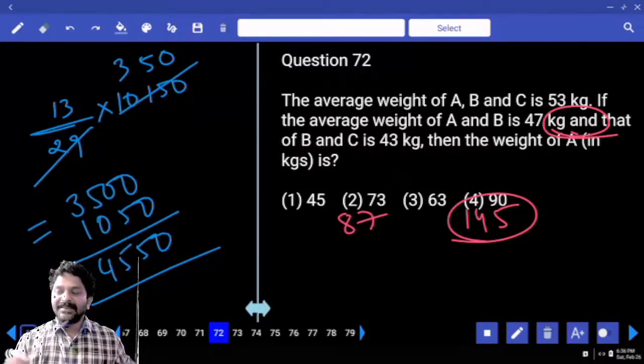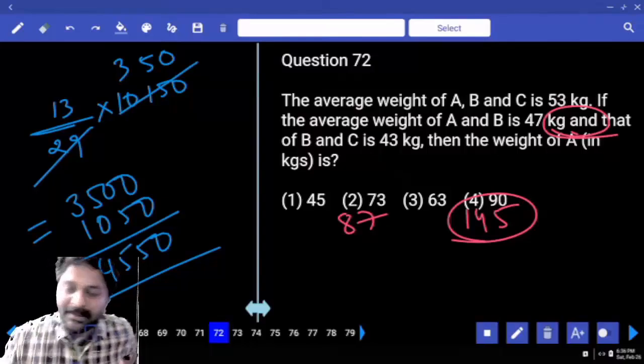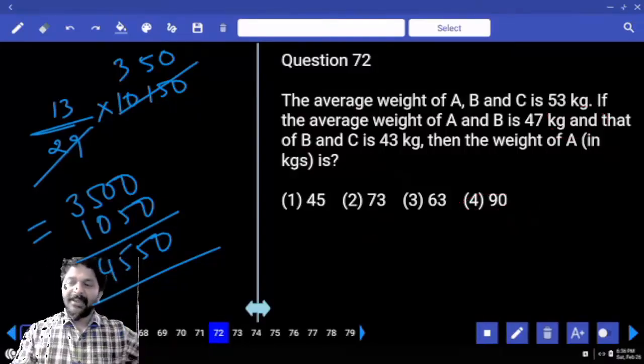Average weight of ABC is 53. If average weight of AB is 47 and BC is 43, the weight of A is.